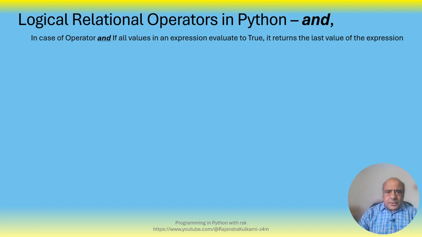In case of operator and, if all values in an expression evaluate to true, it returns the last value of the expression. It doesn't return true or false if there are multiple sub-expressions in the expression which we are trying to evaluate. Then it returns the last value of the expression.